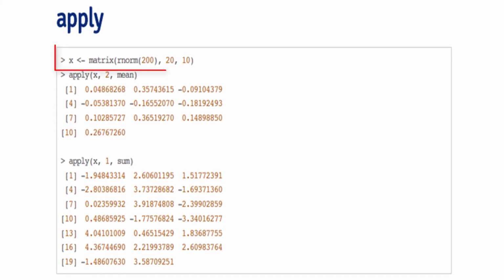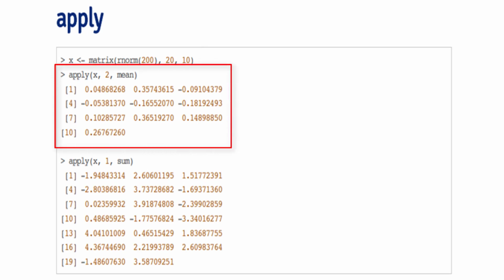So here's a matrix that I'm creating. It has 20 rows and 10 columns, and it's just normal random variables that I have generated. What I want to do is take this matrix and calculate the mean of each column of the matrix. The way I can do this is I can use the apply function on X. I give it the margin 2, and I'll tell you what that means in a second, and I pass the function mean. What happens is I get back a vector of length 10 that has the mean of each of the columns of the matrix.